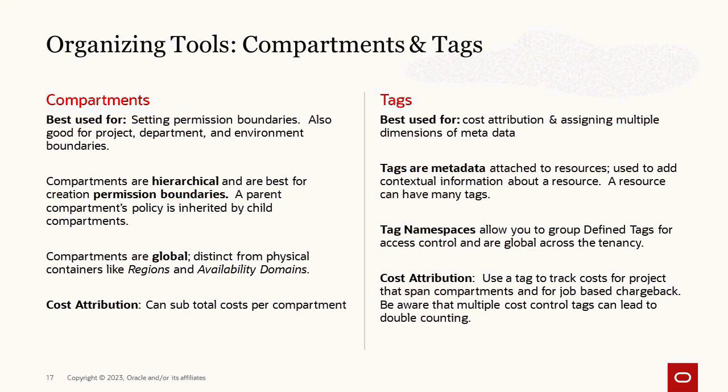Next, I want to go over just this quick compare and contrast slide. So we've talked about both compartments and tags. I understand sometimes it gets a little bit hazy, like which one should I use for what? So this is just a compare and contrast slide. With compartments, it's going to be best used for setting permission boundaries, utilizing those policies, and also really great for project, department, and environment boundaries. With cost attribution, you can subtotal cost per compartment as well as generate budgets on entire compartments as well.